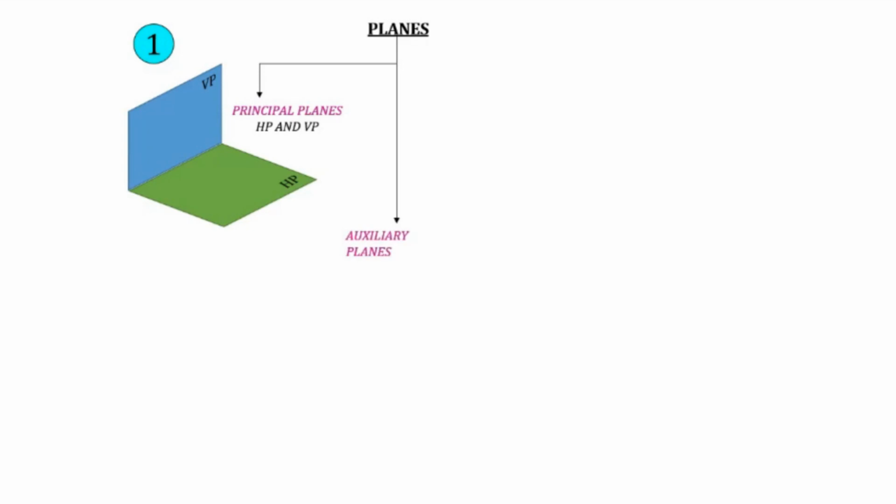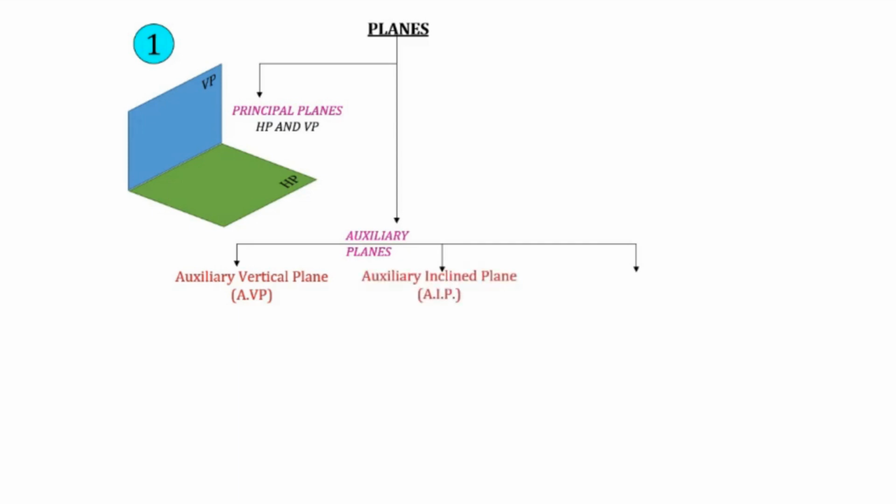And there are some auxiliary planes. Other than the principal planes, there will be some auxiliary planes. An auxiliary plane is any plane that is perpendicular to at least one of the principal planes. So it can be an auxiliary vertical plane.